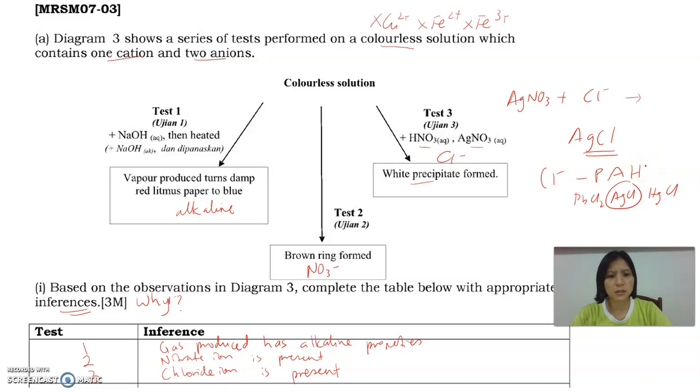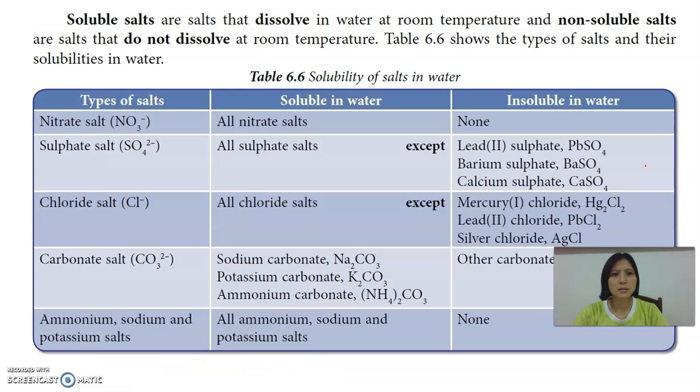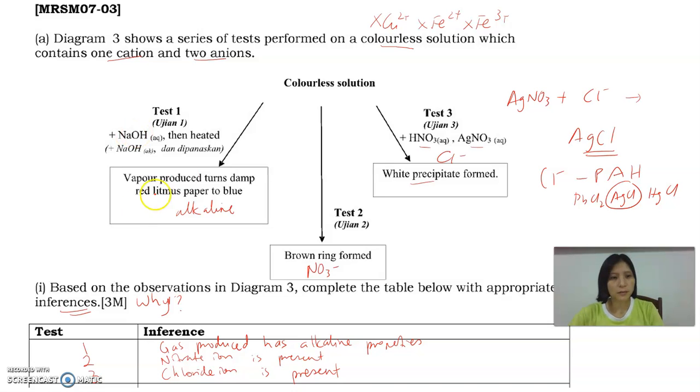You can see it in this table. Yes, this is the one. So all chlorides are soluble except for Pb, Ag, and Hg, Hg2Cl2. So this is the AgCl, the white precipitate. Okay, let's get back. Next page now.